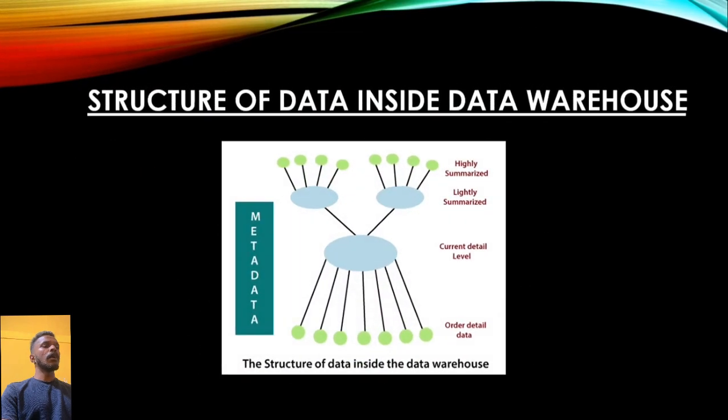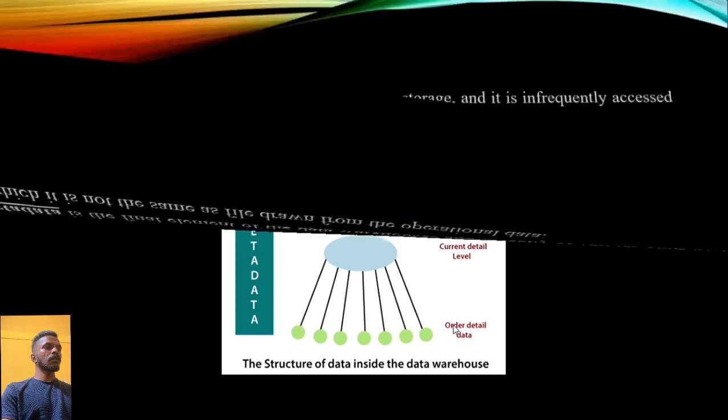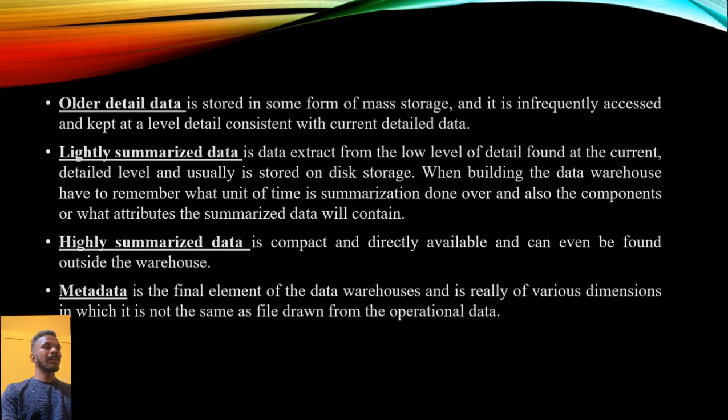The next thing is the structure of data inside the data warehouse. If you look here, this is the highly summarized data, this is the lightly summarized data, here is the current detail level, and this is the older detail level. Let's see what exactly all these objects are. First, the older detail data is stored in some form of mass storage, and it is infrequently accessed and kept at a level consistent with current detail data. Older detail data is not accessed frequently, maybe once or twice a year or so. That is why it is called older detail data.